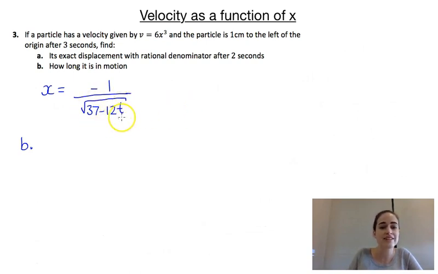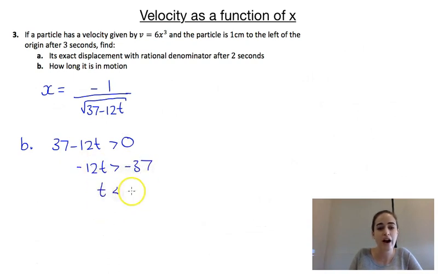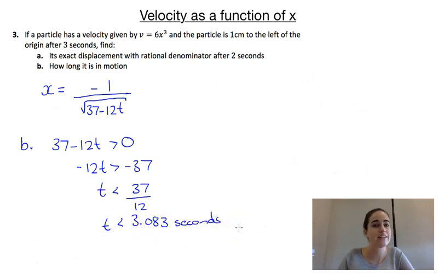And because this is under the square root sign, it can't be negative. So that means our 37 minus 12t has to be positive. It has to be greater than 0. So that means that minus 12t has to be greater than minus 37. And that means that t would have to be less than 37 over 12. So if we convert that to a decimal, our t is going to have to be less than 3.083 seconds. So it's in motion for 3.083 seconds, or just underneath that. All right, so that's having a look at velocity as a function of displacement.